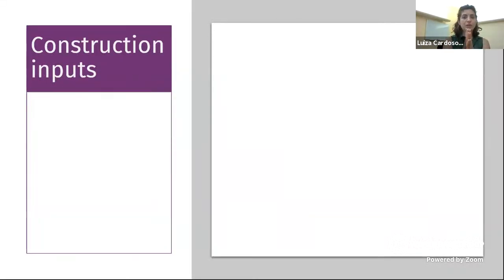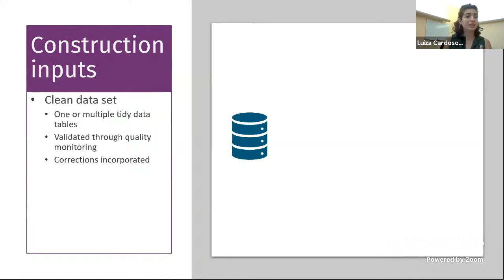There are two inputs that are always needed for data construction. The first one of them is the clean data set, and this is what we discussed in the last chapter. So the clean data set should have been created following those guidelines. It can be formed by one or multiple tidy data tables. It has been validated through data quality monitoring, and corrections have been incorporated.